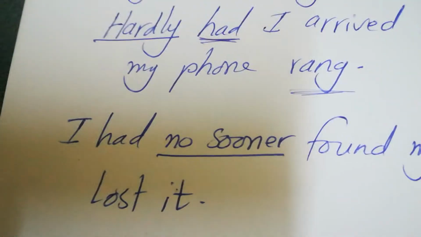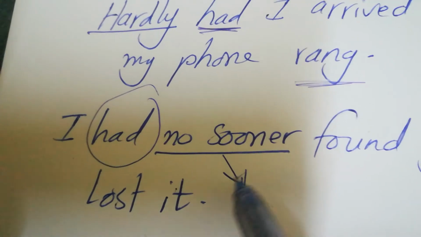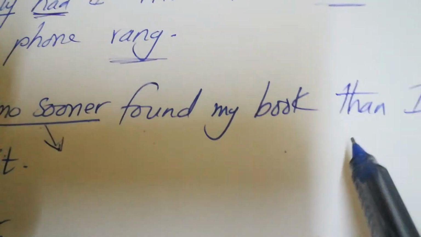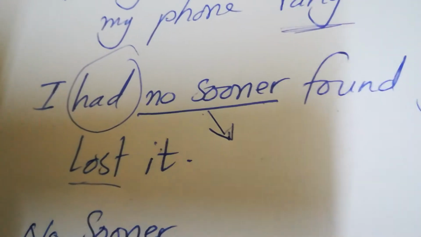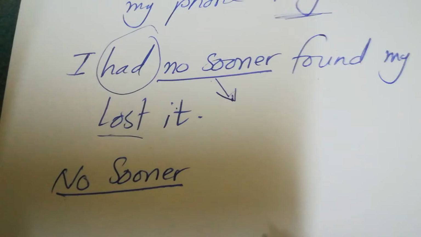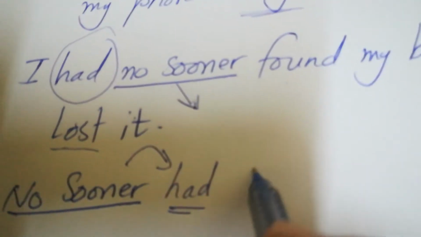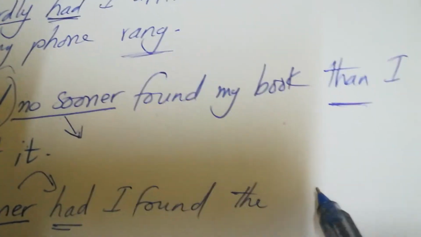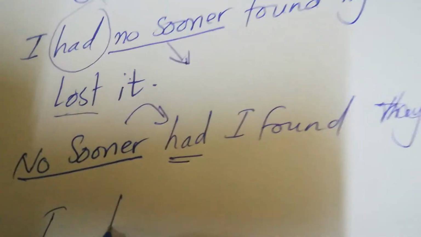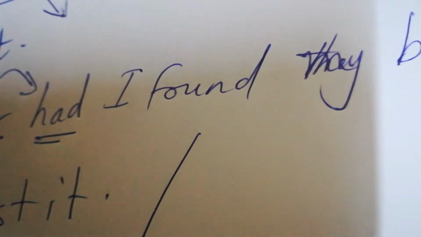Another example, no sooner. I had no sooner found my book than I lost it. I had here is past perfect. After the helping verb had, we use no sooner, then the past participle. The second part is past simple. If I want to use no sooner at the beginning, how can I use it? No sooner had I found my book than I lost it.